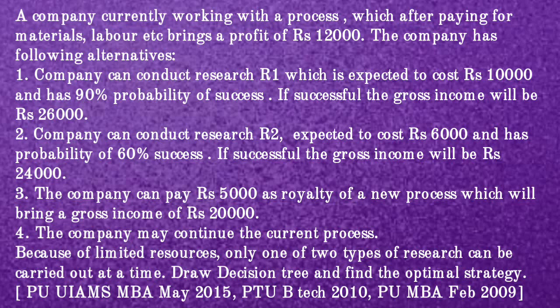Third, the company can pay rupees 5,000 as a royalty for a new process which will bring a gross income of 20,000. Fourth, the company may continue the current process. Because of limited resources, only one of the two types of research can be carried out at a time. Draw the decision tree and find the optimal strategy for the company. This question was asked in PU UIAMS MBA May 2015, PTU B Tech 2010, PU MBA Feb 2009.